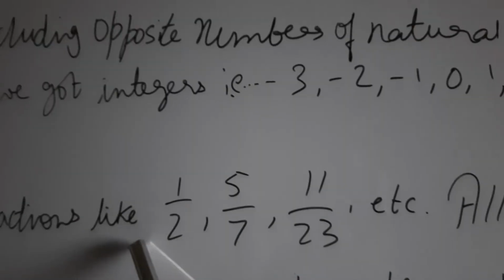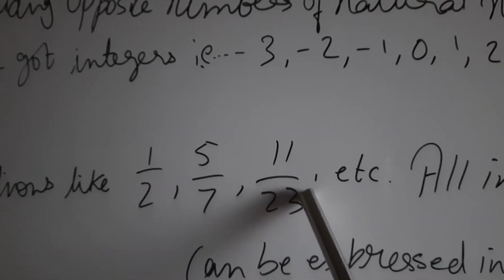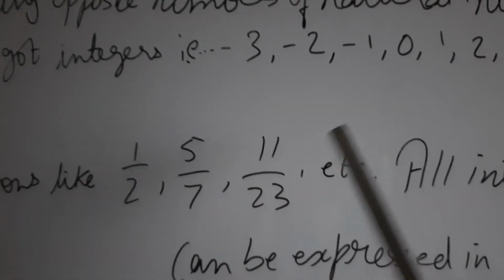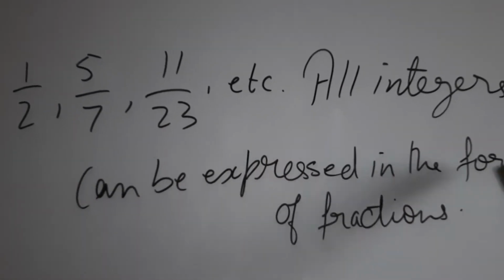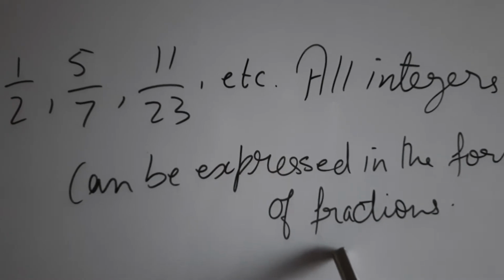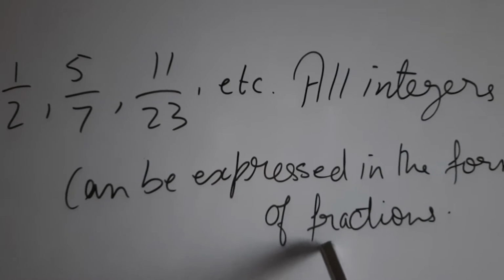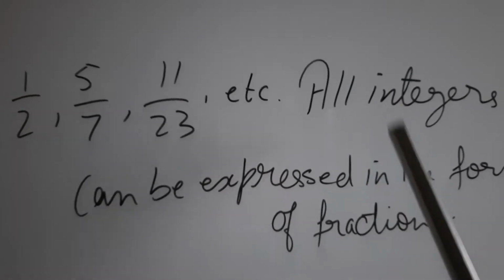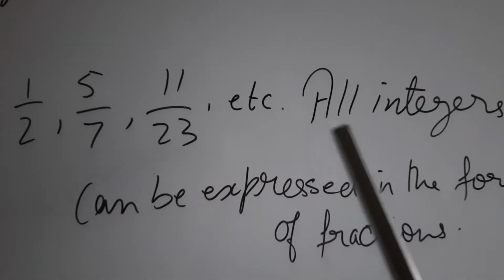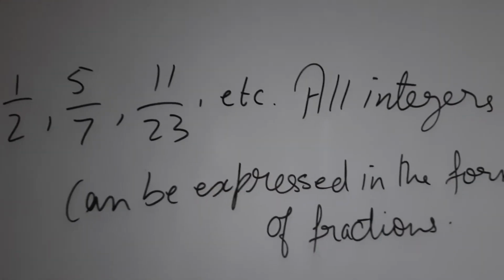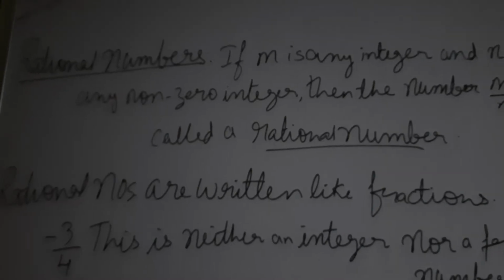Fractions you are already aware of, like 1 upon 2, 5 upon 7, 11 upon 23, etc. You have come across them. Also, you are aware, children, that all integers can be expressed in the form of fractions, right? Yes. So, once you know natural numbers, whole numbers, integers and fractions, then we can proceed to rational numbers, children.